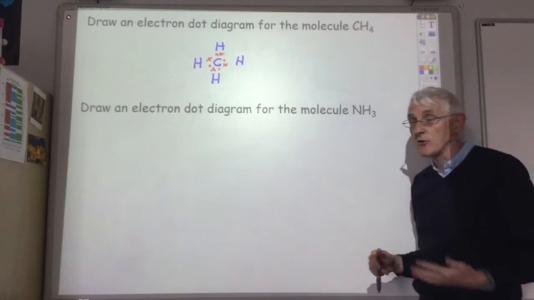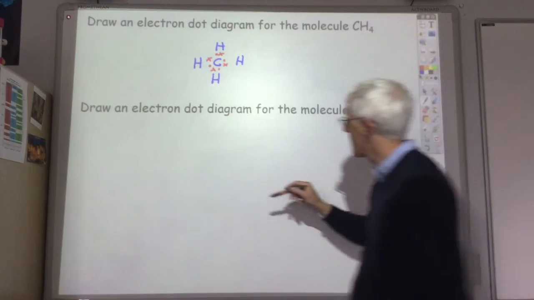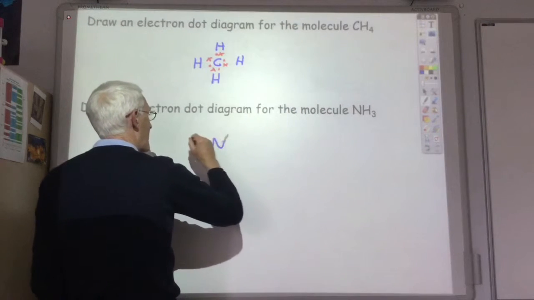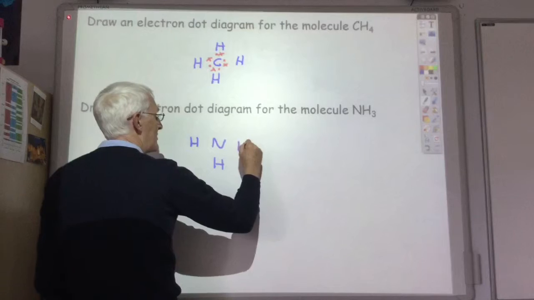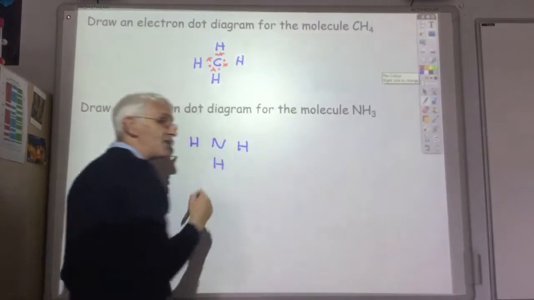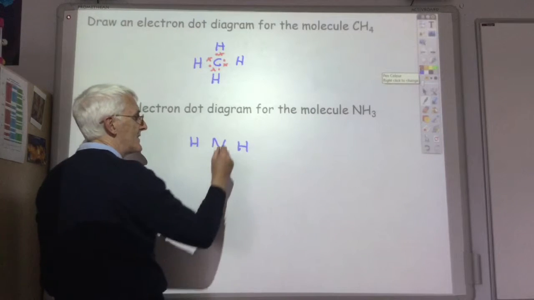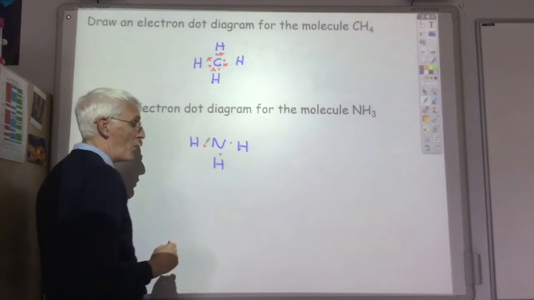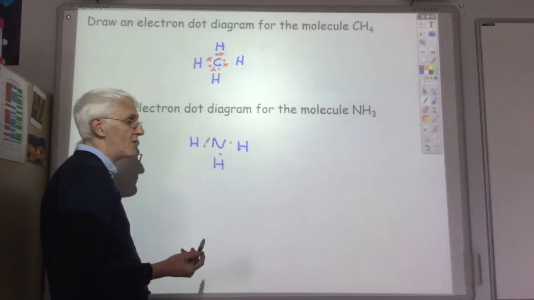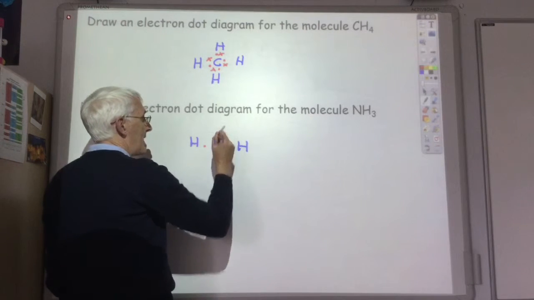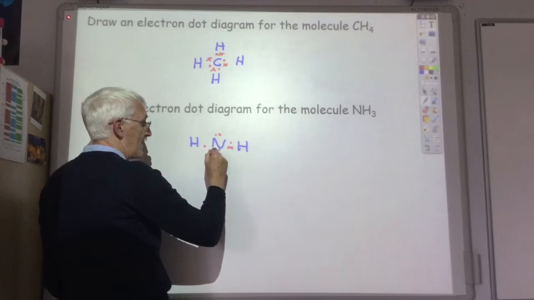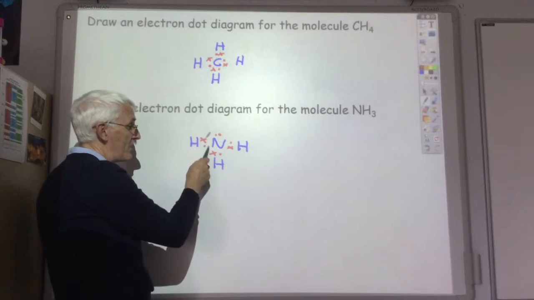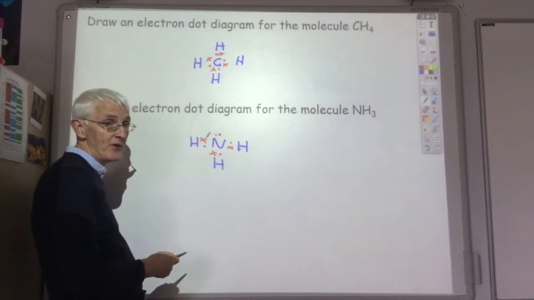So if we now try and do an electron dot diagram for that NH3 molecule, again, I'm not worried about the shape here. Nitrogen has got 5 outer electrons. One goes into that covalent bond, one goes into that covalent bond, and one goes into that covalent bond, leaving 2 electrons left over. And then the hydrogen donates its electron there, there, and there. So we've got 3 bonding pairs of electrons, 1, 2, and 3, and 1 non-bonding pair of electrons.